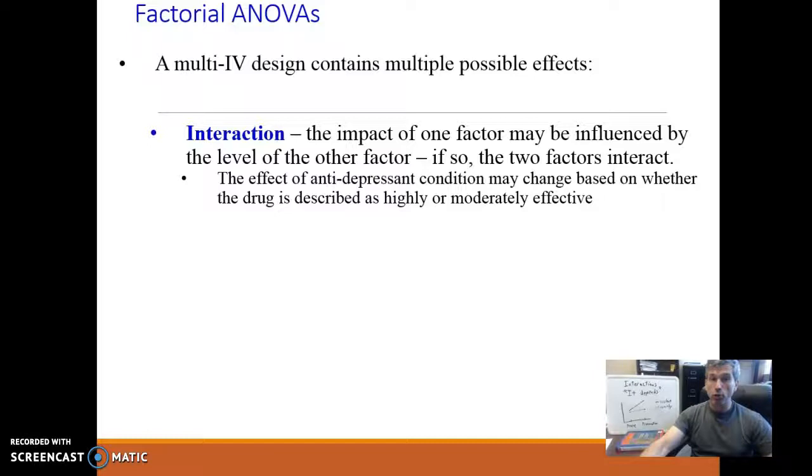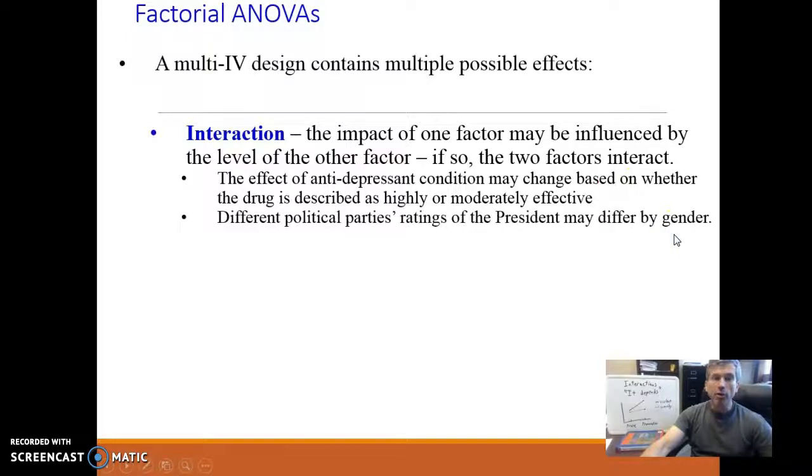That would add nuance to antidepressant treatments. That would tell you that in addition to just giving people the right medication, you also need to develop positive expectations that it's going to work. Because again, you're seeing that it's not just about what substance they're taking, what pill they're taking, it's also about that expectation, if they expect it to be highly or moderately effective. Our other example, we talked about just measuring two quasi-IVs, political affiliation and gender, and just measuring their approval ratings of the president.